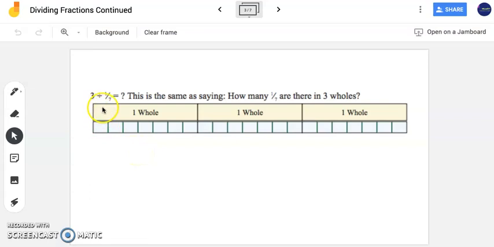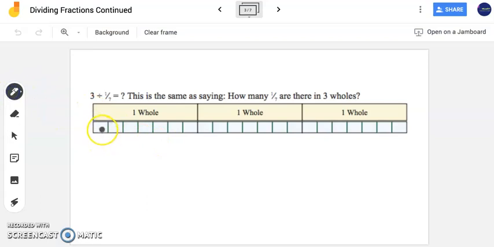Notice we have 3 divided by 1/7. Unlike the previous problem, we have the whole number first. This is saying how many 1/7 are there in 3 wholes. And notice in this figure, it already drew out one whole, another whole, and another whole, representing the 3 wholes that you originally have. Each whole is now broken into 7 equal pieces. Now, if you were to count how many 7s there are, that will give you the answer to this problem.